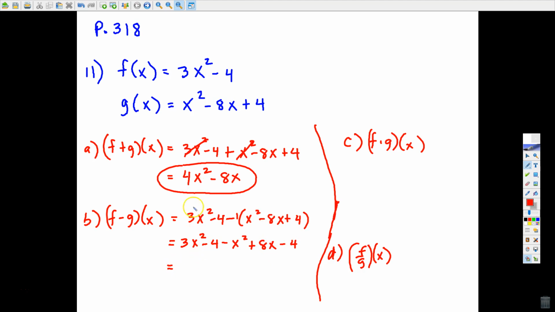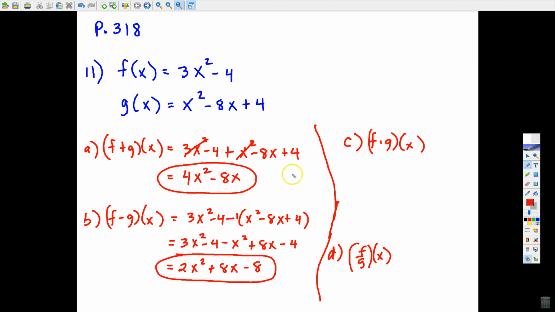And now we're back to what we were doing before, combine like terms. 3 minus 1x squared is 2x squared. There's only one linear term, plus 8x, and negative 4 minus 4 makes negative 8. So f minus g of x is 2x squared plus 8x minus 8.